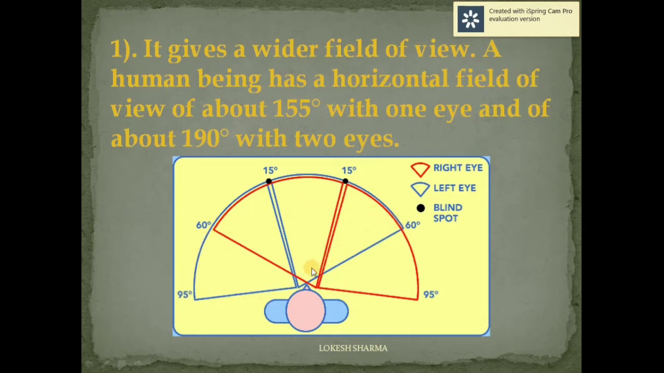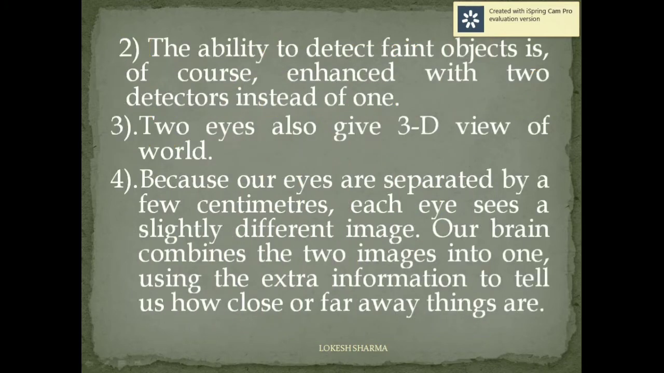And this blue line is the field of view of our left eye. Again the angular difference is 155 degrees. When we combine these two fields of view, the angular difference becomes 190 degrees. And when objects are placed at these two points, the image is formed on the blind spot and cannot be seen. Other advantages are that the ability to detect faint objects is of course enhanced with two detectors instead of one.